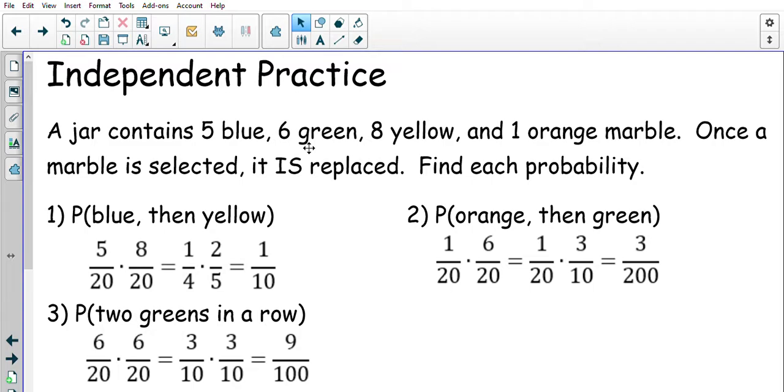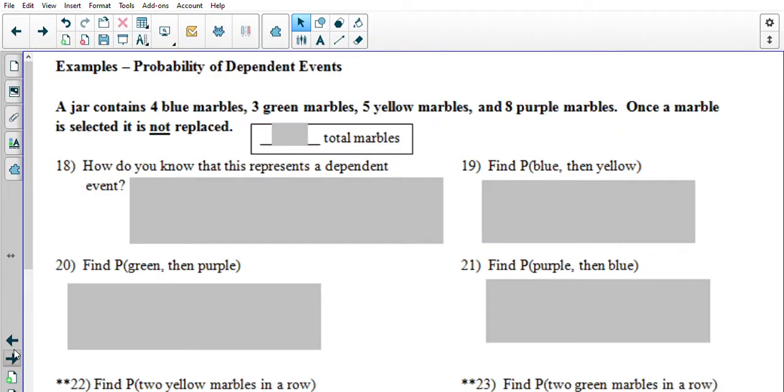So hopefully you did pretty well on this. Again, one of your assignments this week is going to include some practice on this, so you will get a chance to practice more of this independently. All right, so let's do some dependent probability questions.